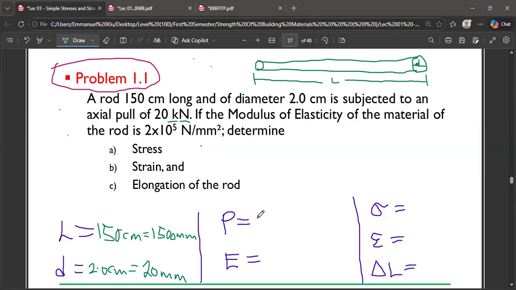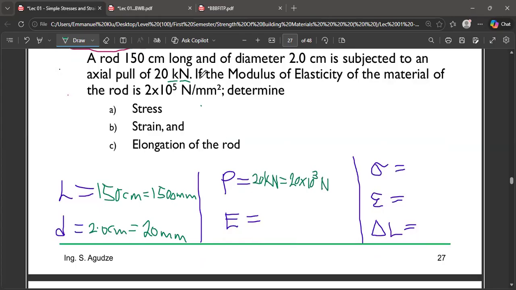So this can now be written as 20 kilonewton. But in actual sense, it is 20,000 Newton. So I can write 20 times 10 exponent 3 Newton. It's the same thing.